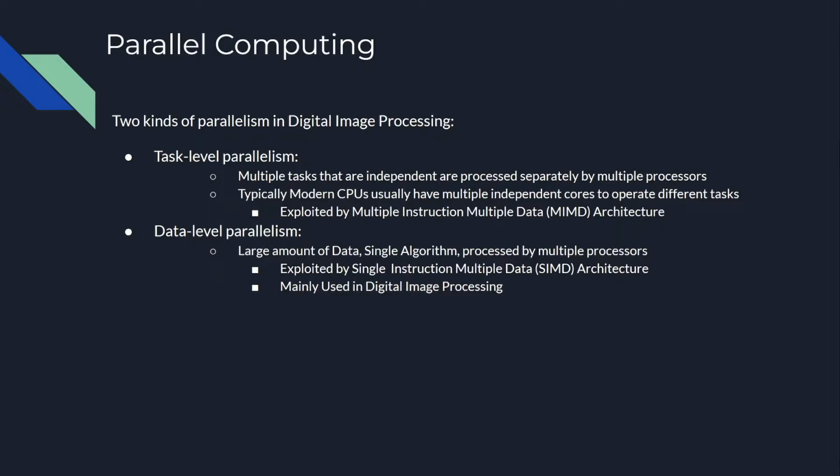So to go over parallel computing, there are actually two types of parallelism in digital image processing. One such type is task level parallelism, where multiple independent tasks are processed separately by multiple processors. Typically, modern CPUs have multiple independent cores to operate different tasks. And this type of parallelism is exploited by the multiple instruction, multiple data architecture, which is the MIMD architecture. The other type of parallelism is data level parallelism, where a large amount of data needing to be processed by a single algorithm is processed by multiple processors. This is exploited by the single instruction multiple data, SIMD, architecture, and this is the actual type of parallelism that is used in digital image processing.